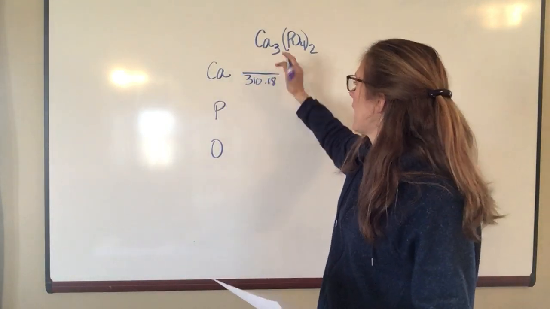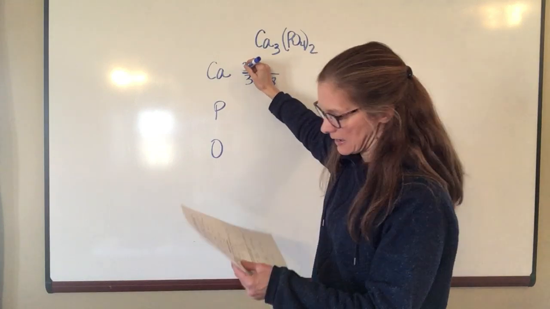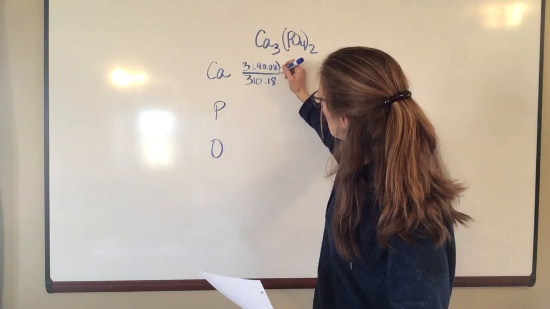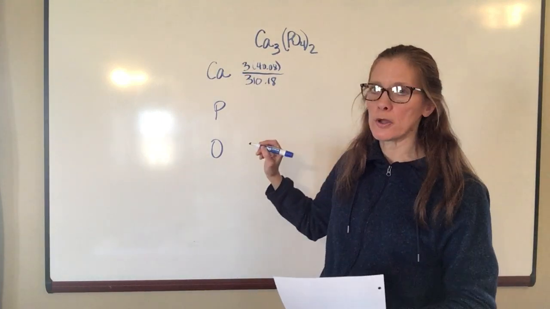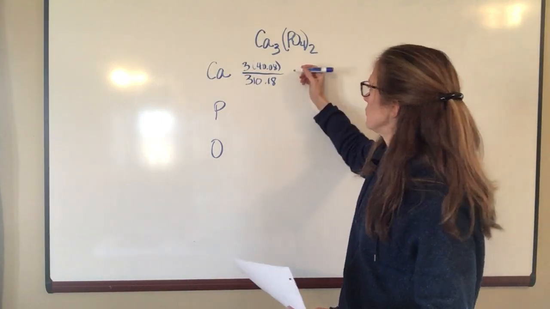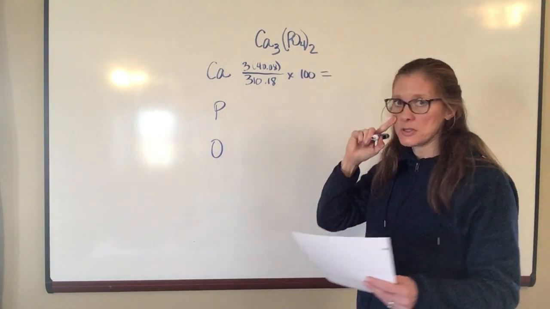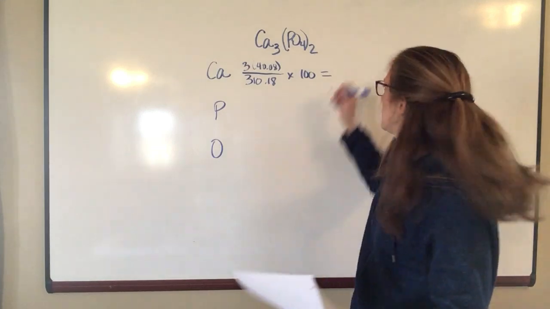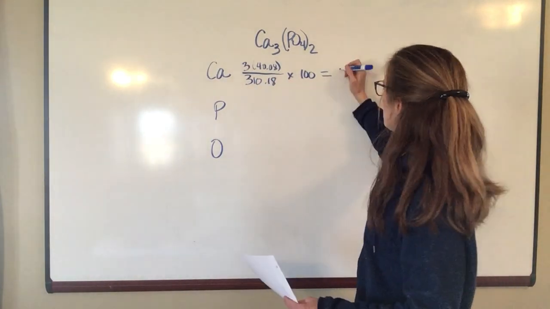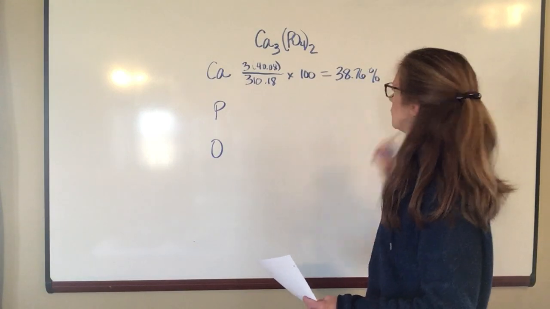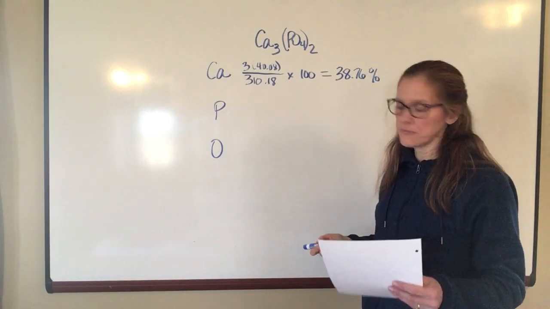Calcium, I have 3 of them, and each calcium is 40.08. So if I take 3 times 40.08 and I divide by the 310 and I multiply by 100, that will give me the percentage of calcium in the compound, and I will need 4 significant figures, so that's going to be 38.76%.